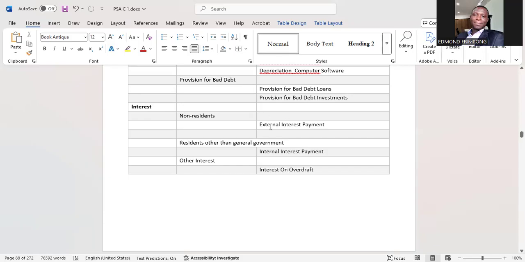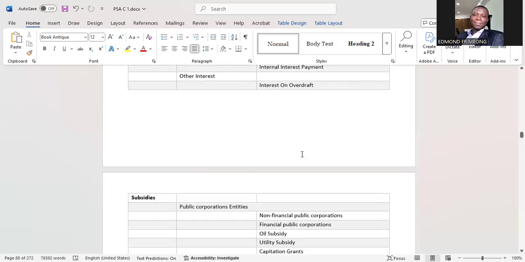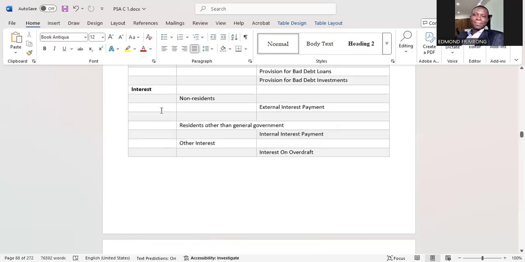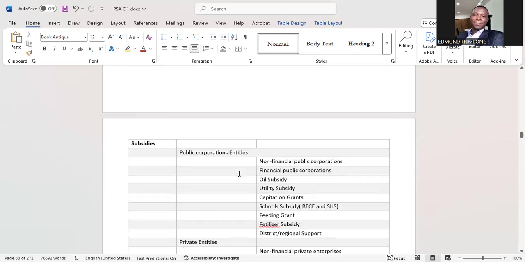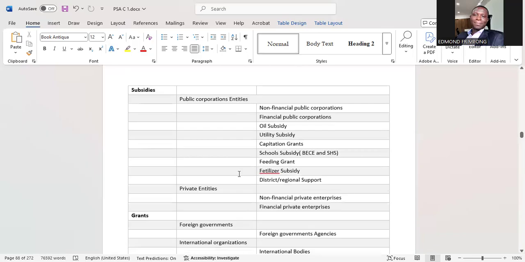External interest payment, like interest on loans from the IMF, World Bank, and a whole lot. Resident and other governments, so other interest that government pays domestically, for example interest on treasury bills, all those things are also expenditure of government classified under interest. Then we have government subsidy.